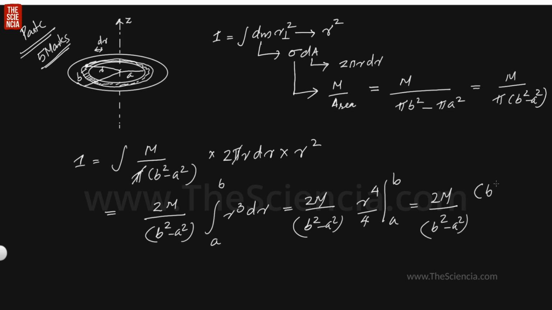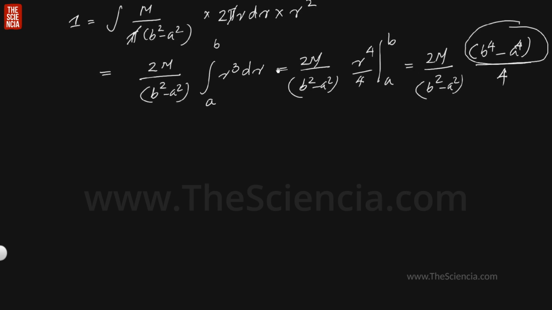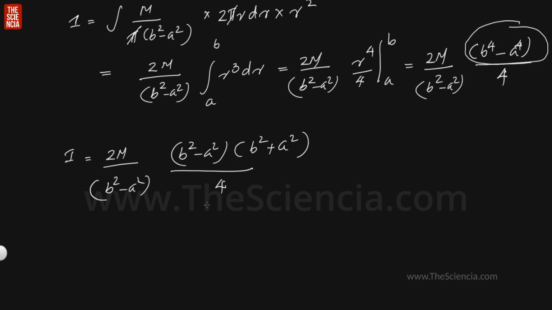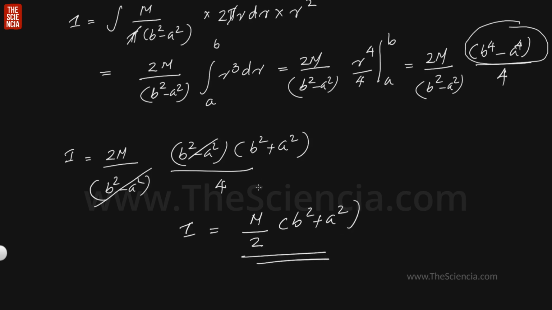Upper limit is b square, b raised to 4 minus a raised to 4 by 4. Here this term we can rewrite in another form, that is I equal to 2m by b square minus a square into b square minus a square into b square plus a square divided by 4. So we can cancel b square minus a square and this b square minus a square. So finally we get I is equal to m by 2 into b square plus a square.